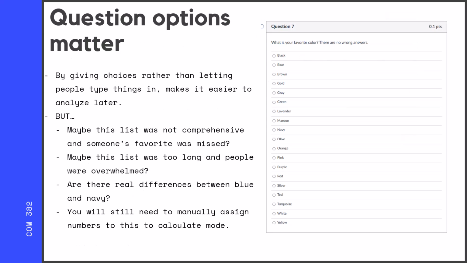Question options matter too. By giving people choices rather than letting people type things in, it makes it much easier to analyze later. So in this example, the question asked, what's your favorite color? And gave a list of a bunch of colors. However, the downside of giving options like this is that maybe someone's favorite color was missed. The list wasn't comprehensive. Maybe the list was too long and people were overwhelmed by the time they got to the bottom of the list. Also, is there a real difference between blue and navy, lavender and purple? And the other thing that's challenging with this, you're still going to have to manually assign numbers in order to calculate mode later.